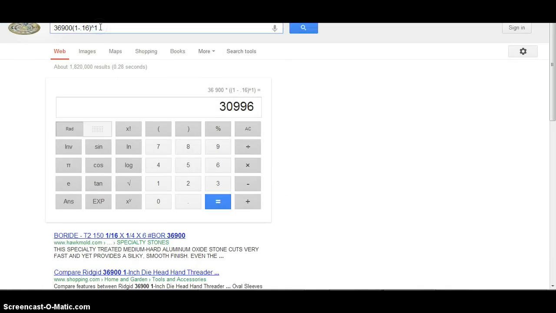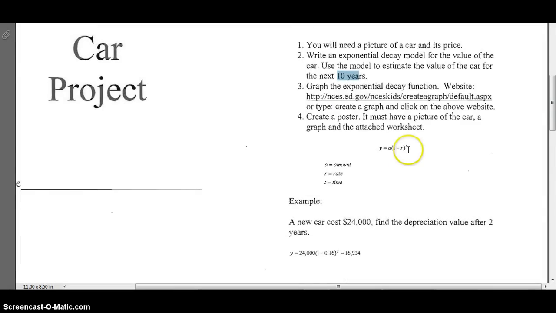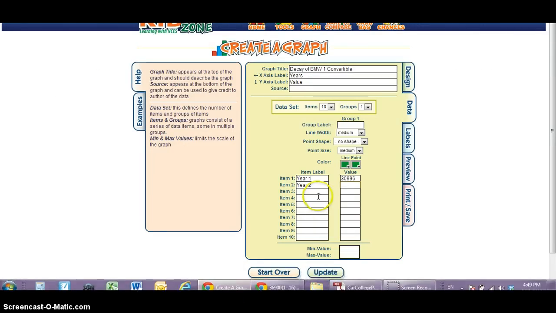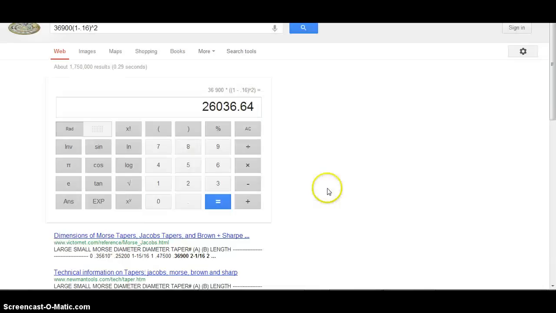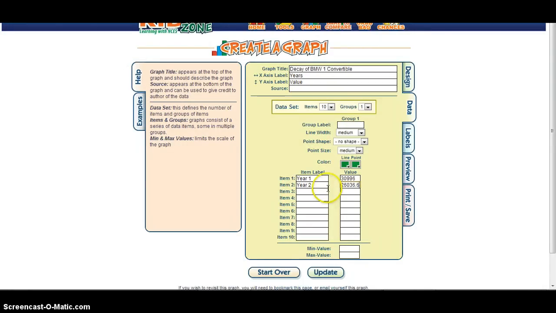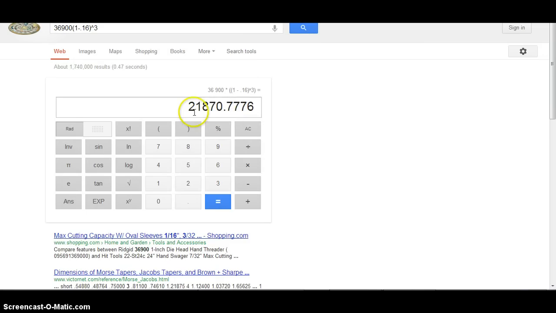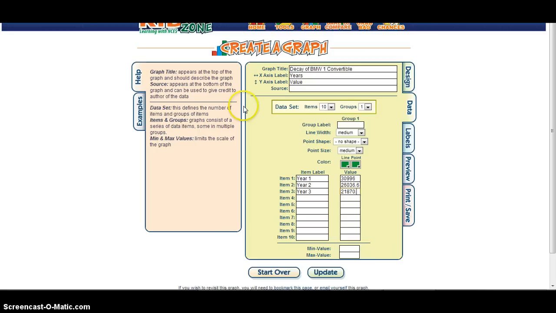Now, my second year, year 2. It is the same calculation, except this becomes 2 where the t would be, since t is time. That becomes $26,036.64. I'll do one more, year 3. Same process, except now it's going to be the third year. That is $21,870.78.